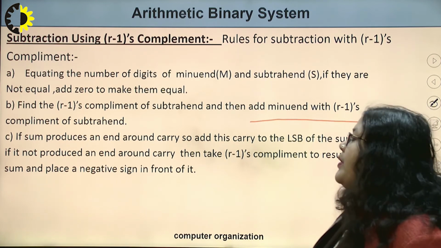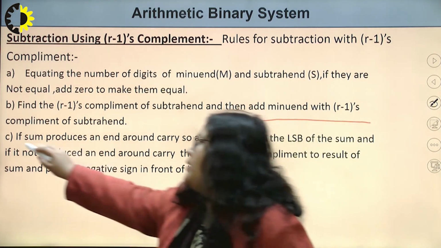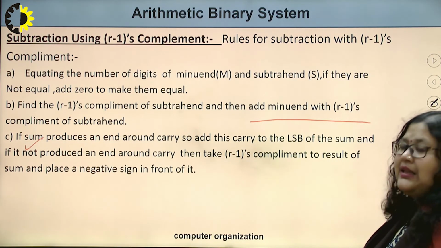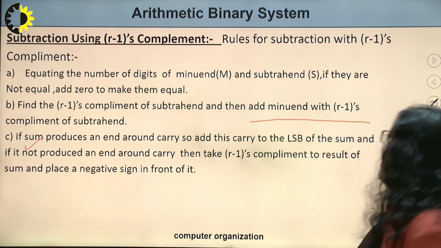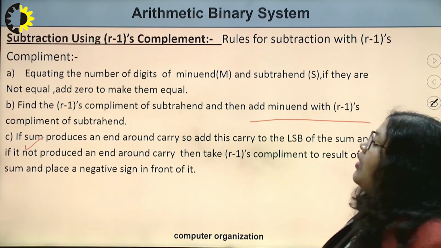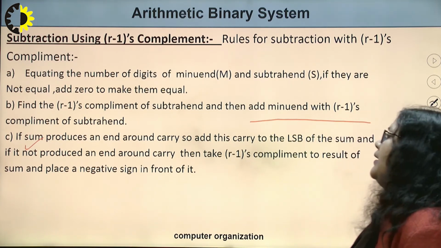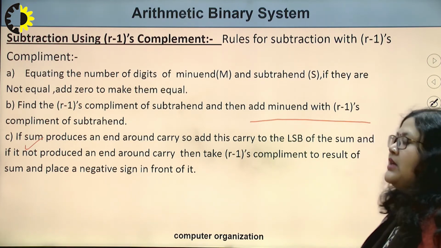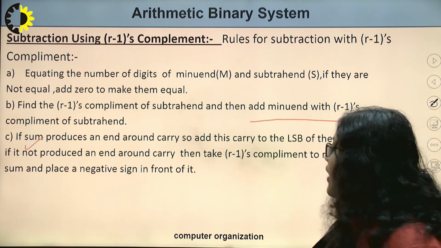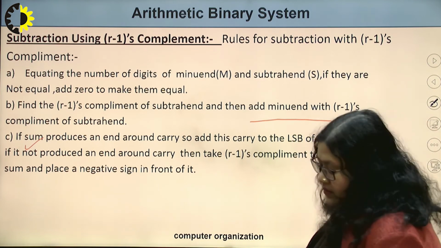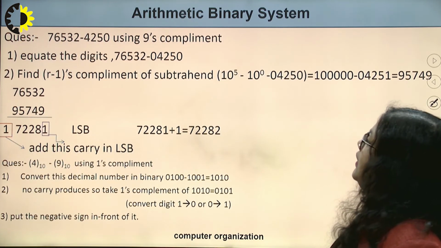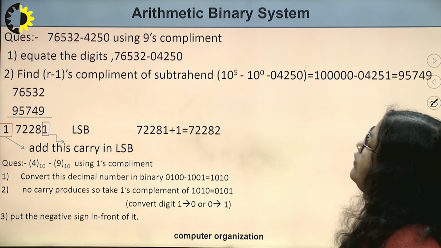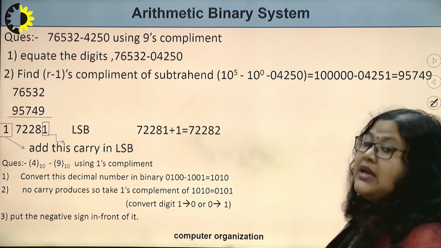Now, if the sum produces an end around carry, this is a very important point. If the sum produces an end around carry, then add this carry, do not discard this carry. So add this carry to the LSB of the sum, and if it is not produced, then take the r minus 1's complement of the resultant and put the negative sign in front of the resultant. Okay. So let's take an example. So this is the question, that is 76532 minus 4250 by using 9's complement, that is the r minus 1's.